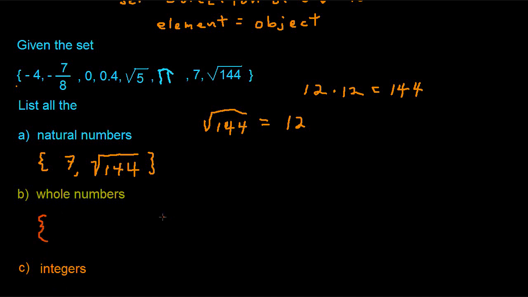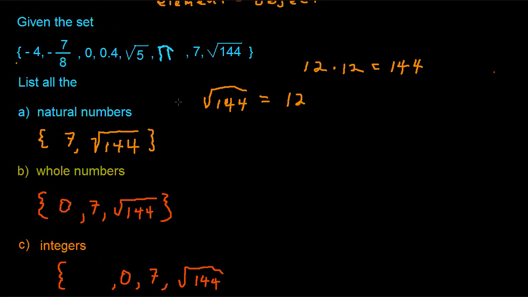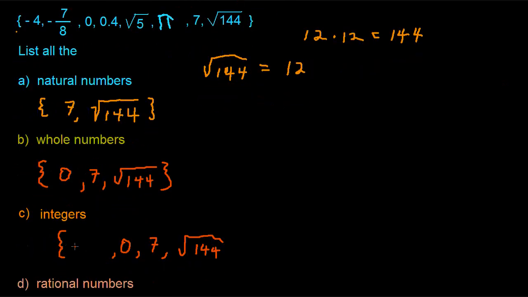If you remember from the previous video, whole numbers are the counting numbers plus 0. So let's put in 7 and the square root of 144, the natural numbers, and also one additional number, and that is 0. And we have 0 in the set. So there are the whole numbers. Now integers are the whole numbers, and so the ones that we have so far are 0, 7, and the square root of 144, which is 12, and also any negative natural numbers. For example, -4. So -4 is also an integer.